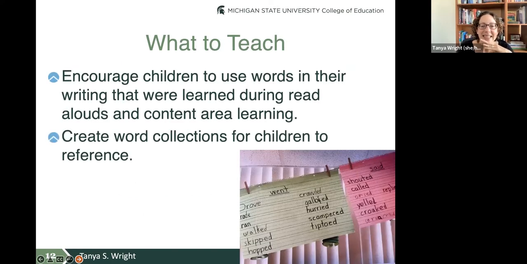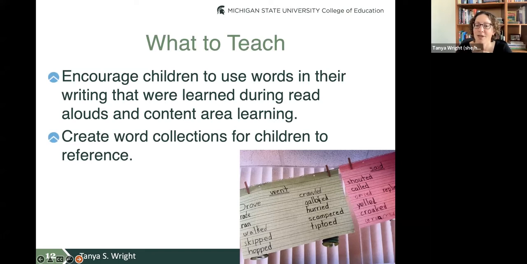And then we need to think a little bit about what to teach, and also encouraging children to use what they've learned and to make connections to what they've learned in other parts of the day, like during read alouds and during content area learning in their writing. So a couple of tips that I hope you'll pass on to the teachers you're working with that I like to think about to bring those words from read aloud and content area learning into children's opportunities for writing is to create word collections for children to reference.